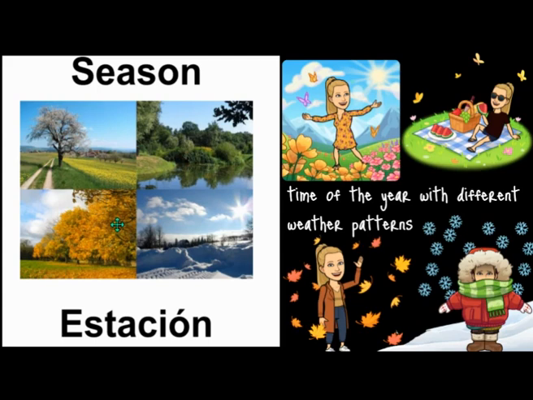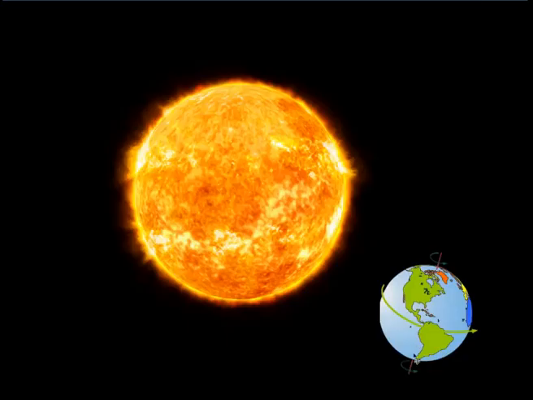The environment looks different depending on the season. We also dress differently and do different activities based on the seasons. Because the Earth's axis is on a tilt, certain parts of the Earth are further away from the sun at certain parts of the year.